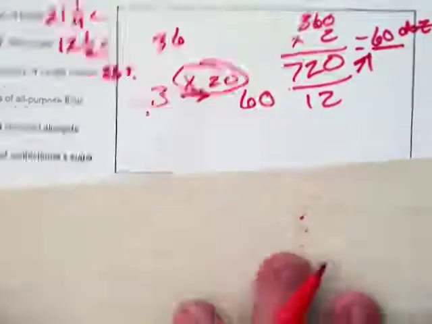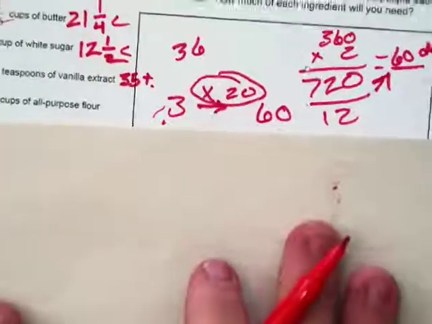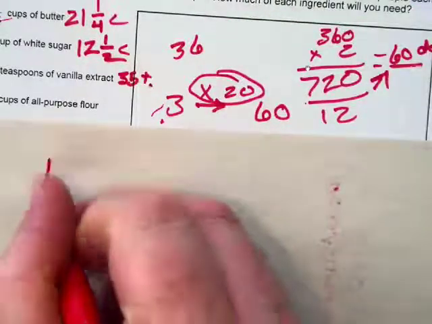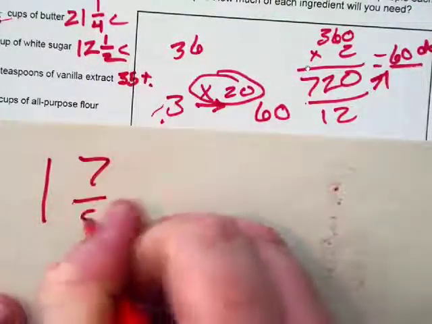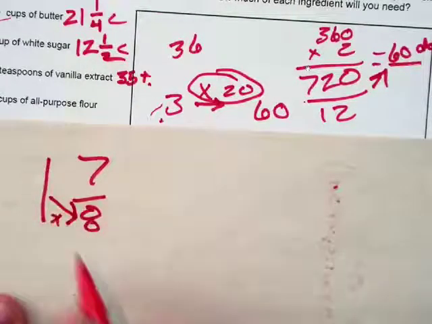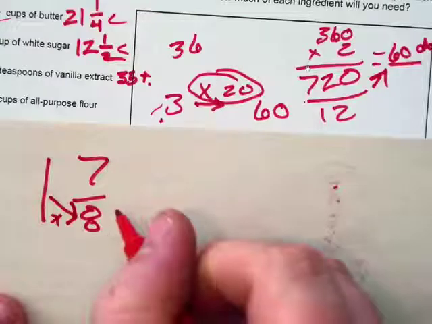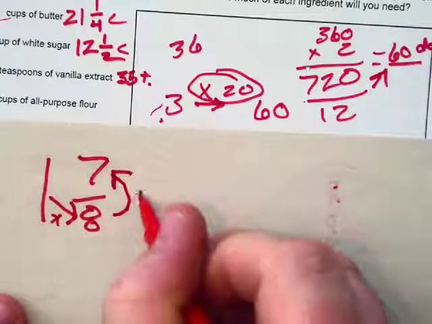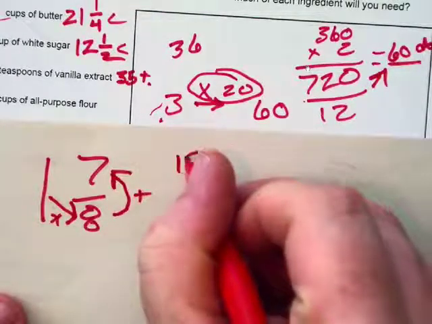Now let's look right here. 1 7/8. We multiply times the denominator. So 1 times 8 is 8. 8 plus 7 is 15.